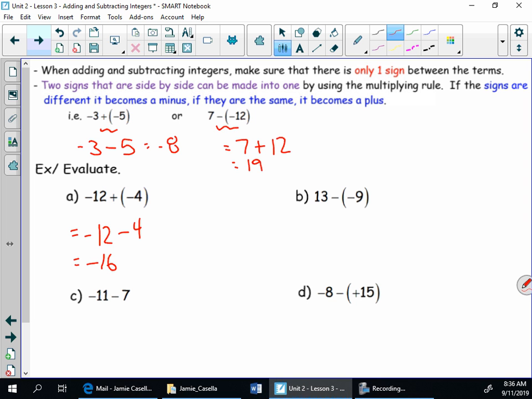13 minus minus 9. I don't like that. Minus minus. Hey, those are the same things. That becomes a positive. And 13 plus 9 makes 22.